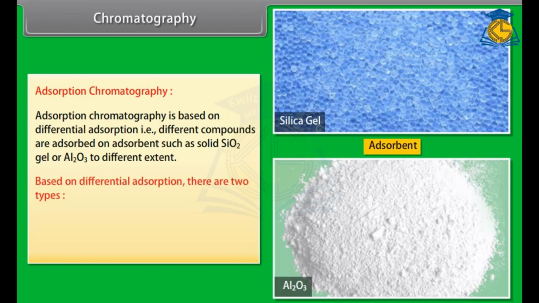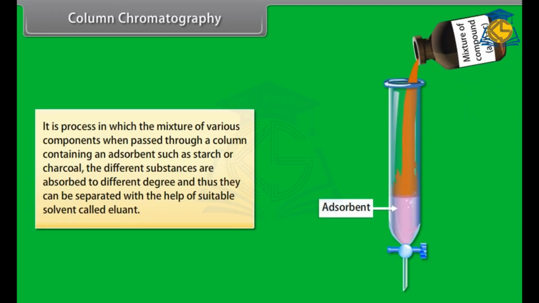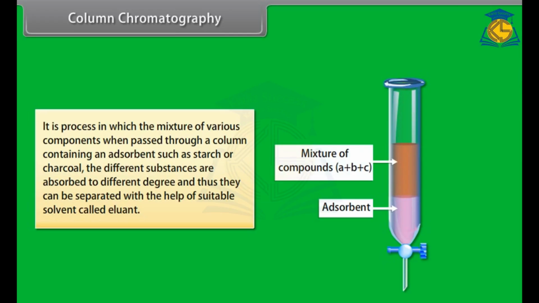Based on differential adsorption, there are two types: column chromatography and thin layer chromatography. Column chromatography is the process in which a mixture of various components is passed through a column containing an adsorbent such as starch or charcoal. The different substances are adsorbed to different degrees and thus they can be separated with the help of a suitable solvent called eluent.